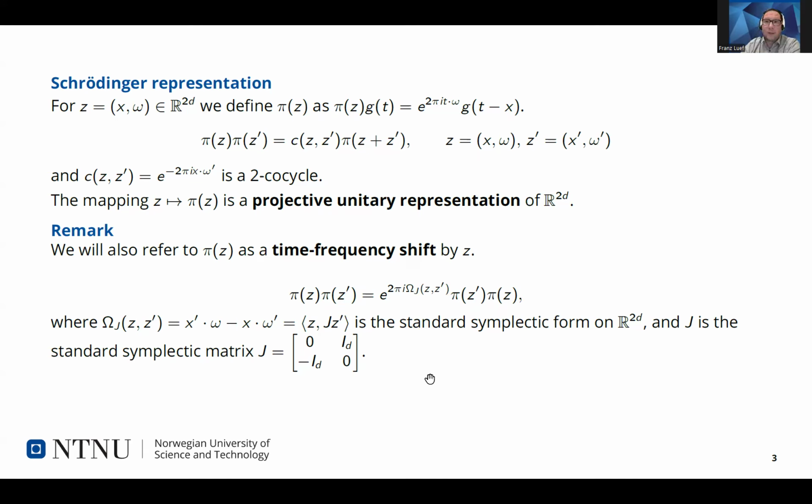And please, interrupt me anytime if there's anything that's not clear. Good. So this is the standard. This is going to be our setup. So this is going to be the representation that I'm interested in, and that's the one that we're going to use to realize our noncommutative torus and then also construct the Heisenberg modules.